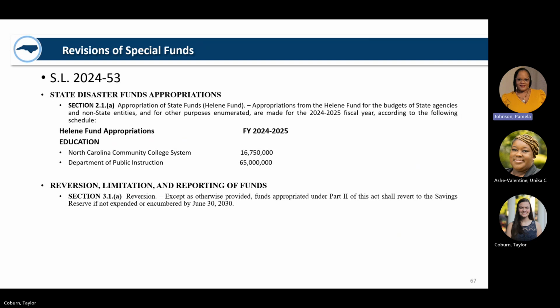For example, Helene funds were appropriated by the General Assembly, not specifically to special funds, but OSBM directed agencies to spend and account for these funds in special funds as they will not revert until June 30th, 2030.